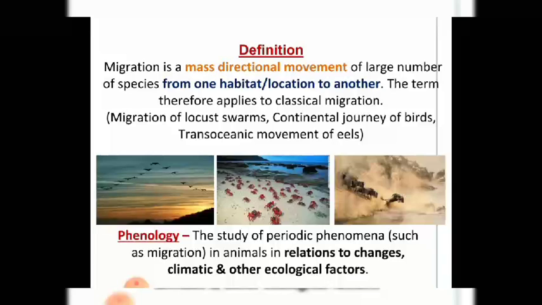Now, what is phenology? It is a phenomenon in which animals respond to changes in climatic or other ecological conditions. That is known as phenology. This phenology and animal migration work hand in hand. Due to the change in climatic conditions or other ecological factors, maybe in food availability or survival, the animals migrate from one place to another.